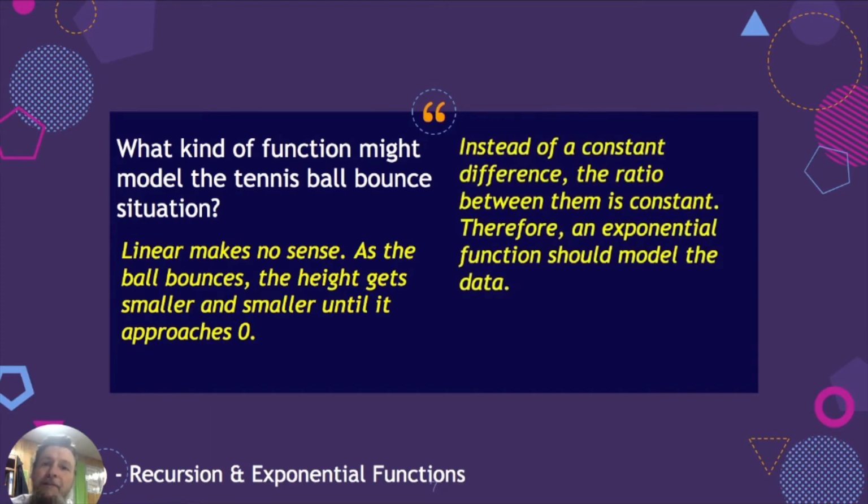Instead of a constant difference, like a linear function has, the ratio between heights is constant. So in other words, we're multiplying by the same thing. The height is multiplied by 0.55 every time. So we get a new height that we drop from, and that's exactly what's happening. You drop the ball from 2 meters, it bounces up 0.55, and that's when gravity takes a hold of it again. It stops going up and starts going back down. So we're dropping it again from a different height, this time 1.1. And then it would bounce up 0.55, or 55% of 1.1. That's exactly what's going on. An exponential function has to model the data.